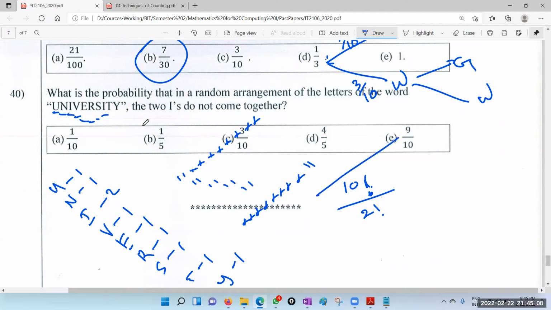Out of that, two I's do not come together. So that is this minus 9. Because this is 9, so this is 9 out of this. Therefore it must be this minus 9.